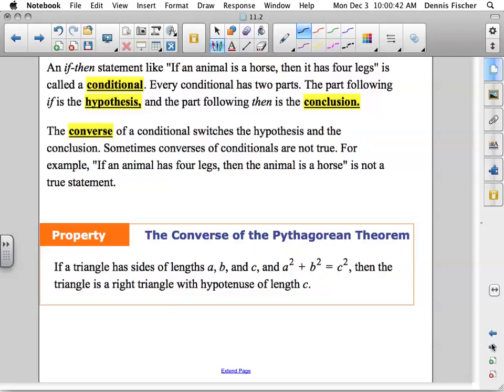If I roll two ones on a dice, then I'll get an even number. That's true.